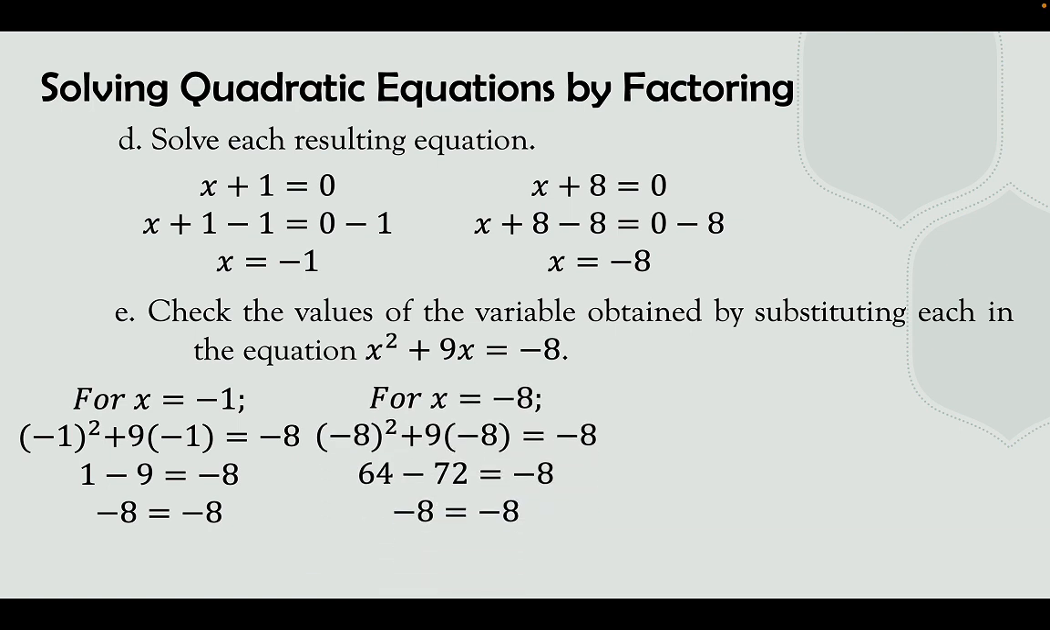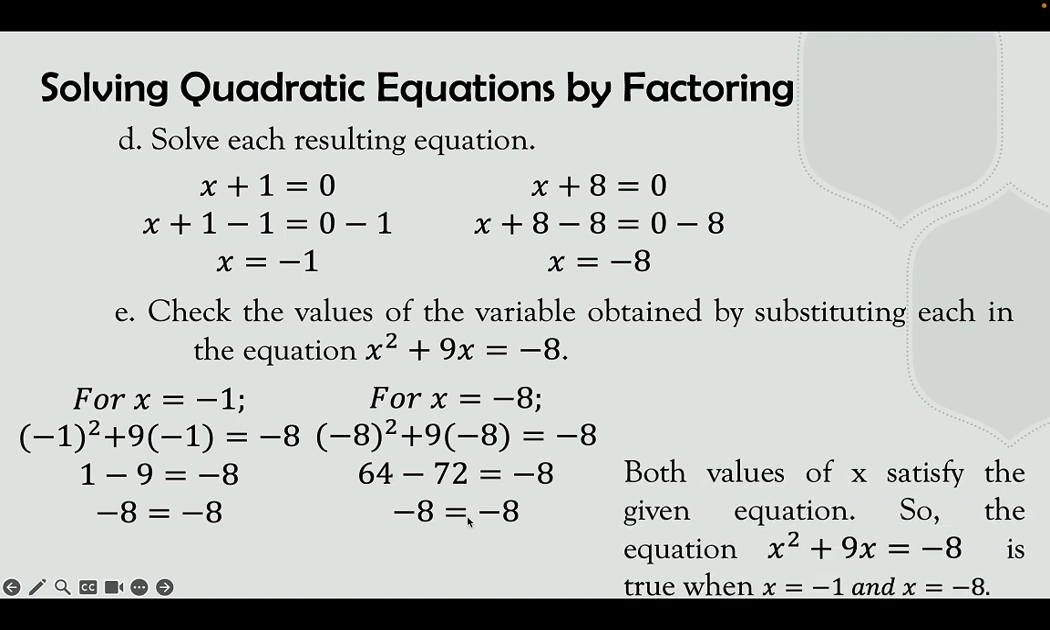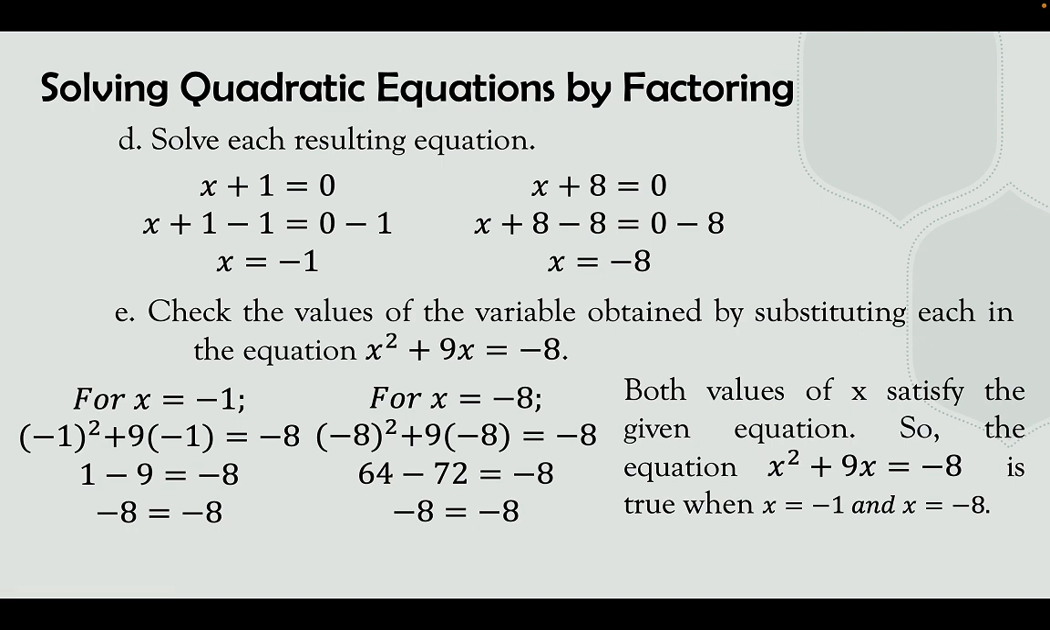Substitute it to the original equation. We have negative 8 squared plus 9 times negative 8 equals to negative 8. Negative 8 squared is 64. So we have 9 times negative 8, we have negative 72. 64 minus 72, we have negative 8 equals to negative 8. Both the values of x satisfy the given equation.